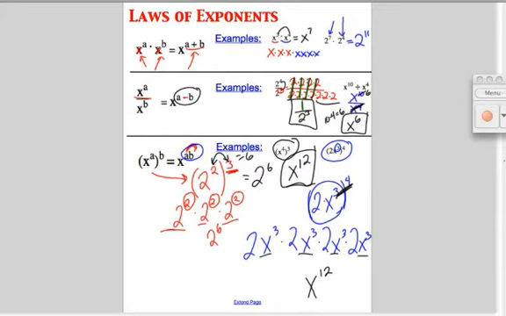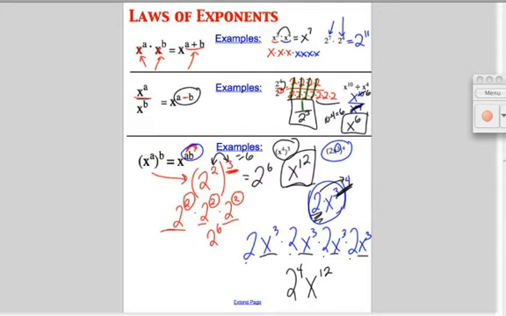And look at what happened when I wrote it out. Do you see the 12 x's? But I also have how many 2's? I have 4 2's. 1, 2, 3, 4. So I'm going to have 2 to the 4th.